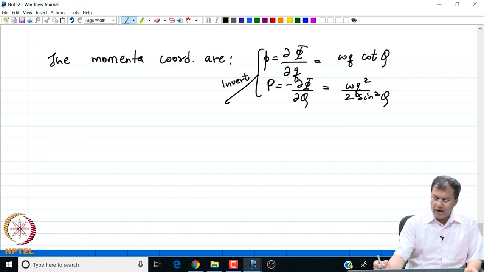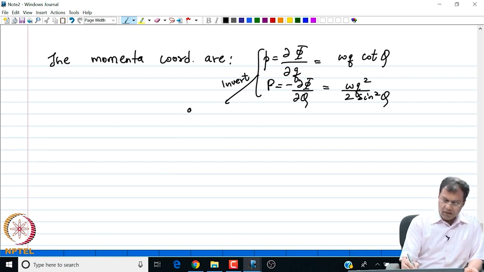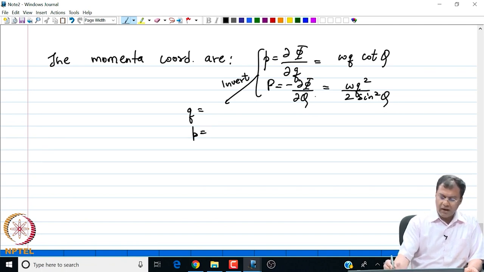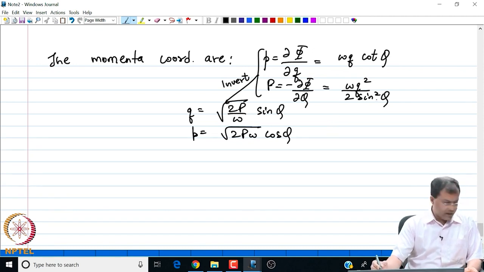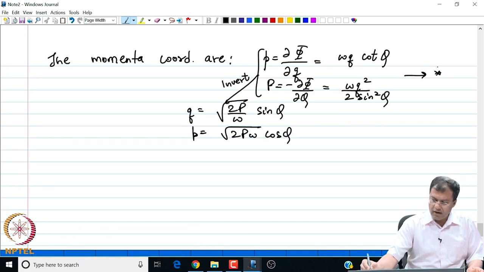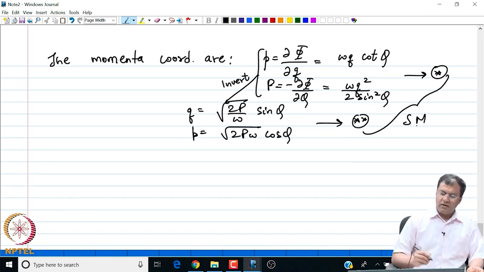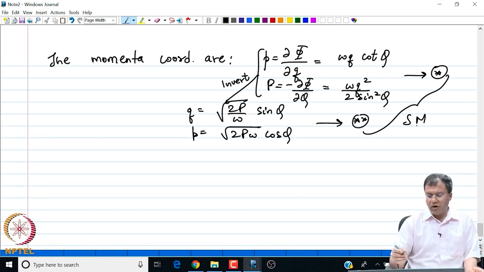We can also invert to find the relation between small q and capital Q. My original coordinate frame, the coordinates q and p, can be written in terms of capital Q and capital P. So, this turns out to be q equals square root of 2P by omega times sin capital Q, and small p turns out to be square root of 2P omega cos capital Q. This can be readily checked from this relation. Let me call this star and this relation double star. So, star and double star are my symplectic maps in one coordinate or the other.